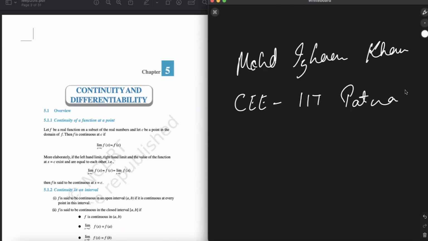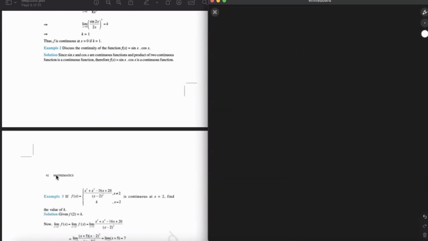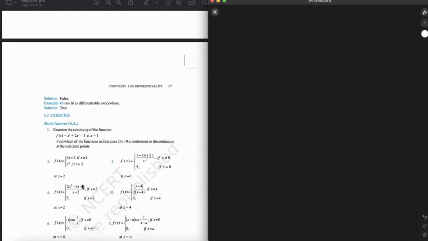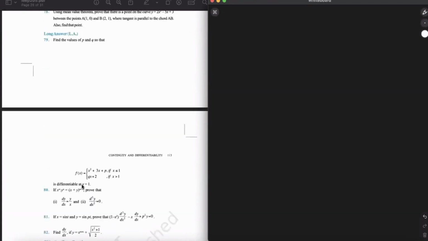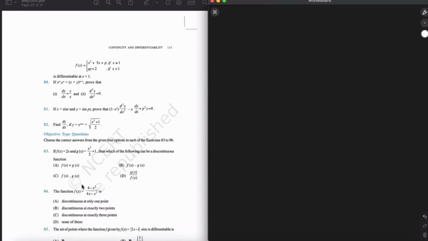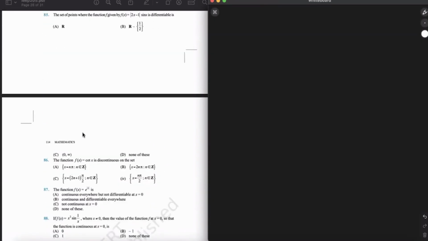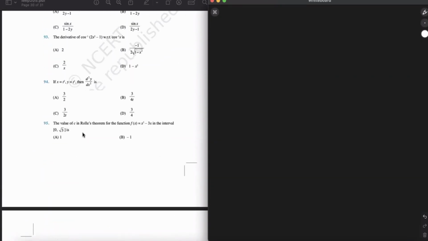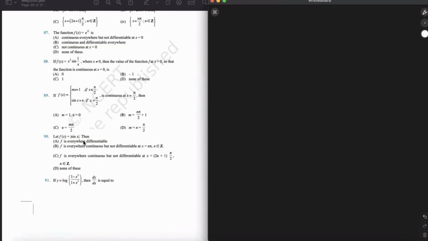We were solving the Exemplar questions of the topic continuity and differentiability. In the last class, I had done till question number 80, I think, and we had to start from the objective type of questions. So today we'll take on from there and we'll try to finish it off today. Not many questions are there. We'll just do it slow and we'll finish it off.